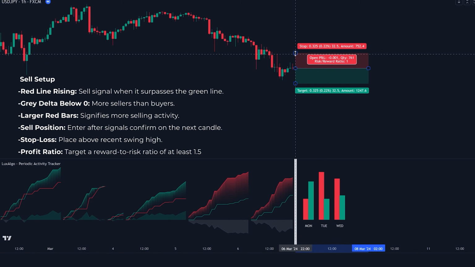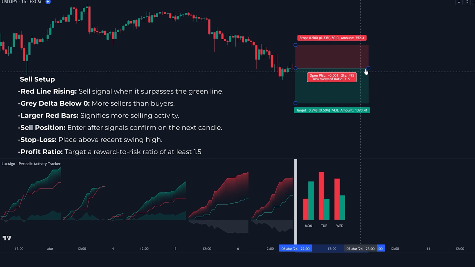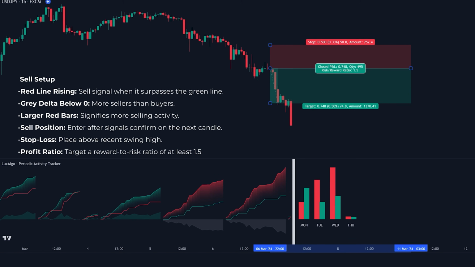For risk management, it's smart to place a stop-loss order just above the recent swing high to prevent big losses if prices start to rise. For setting a profit target, aim for a situation where the potential gain is at least 1.5 times the potential risk. This helps you keep a good balance between the likelihood of winning and losing.